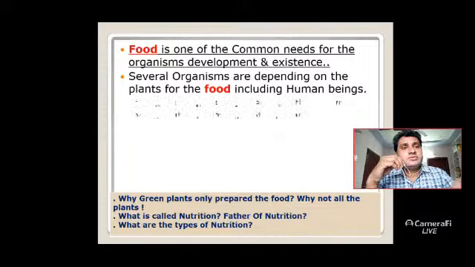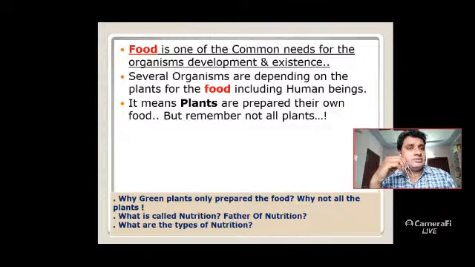So how are these food items prepared? My point is how these food items are prepared. Yes, sir, food items are prepared by the plants. That's okay. So food items are prepared by the plants, and that's why plants are called autotrophs. Autotrophs means the organisms which prepare their own food. If organisms do not prepare their own food, they are called by another name: heterotrophs.